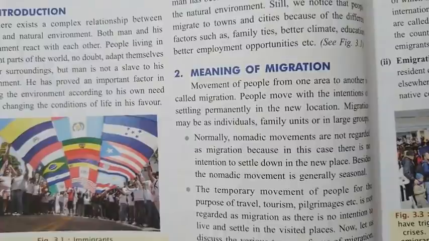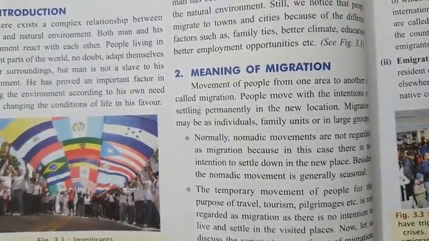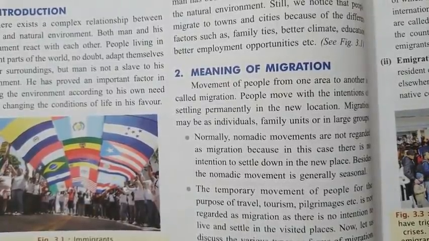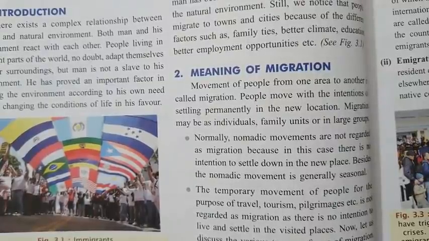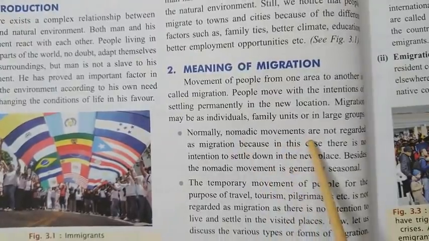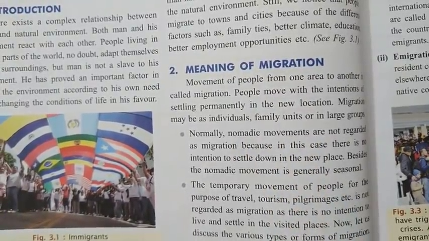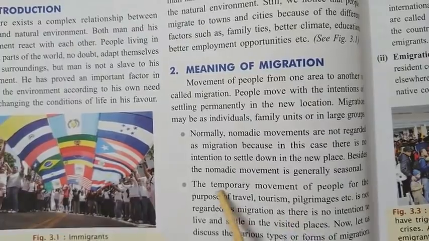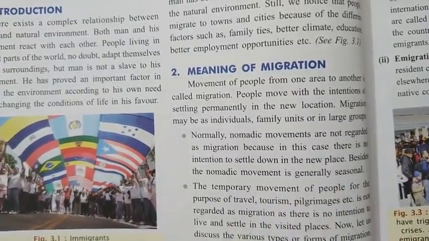Suppose they go to some place like Varanasi or Allahabad or maybe Jammu Kashmir. Now that can be a case of maybe pilgrimage, maybe tourism, or maybe a travel purpose, just to attend some marriage. Now that is also a movement of the people from one place to another, but we can't call it migration. In fact, the nomadic movement is also not called migration. So this type of movement is called temporary movement of people. This is not an example of migration.